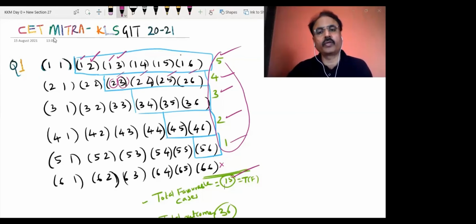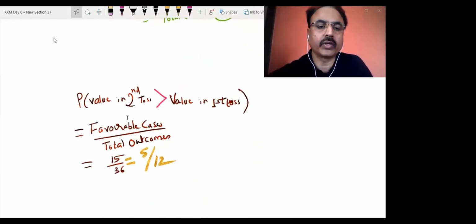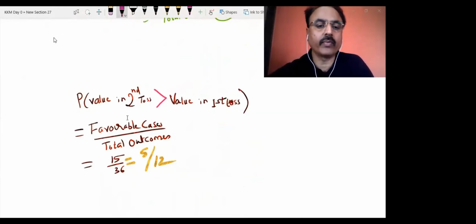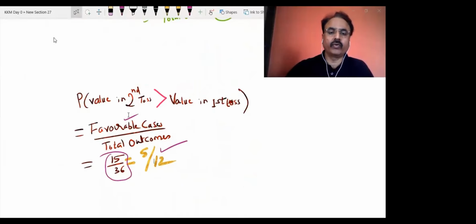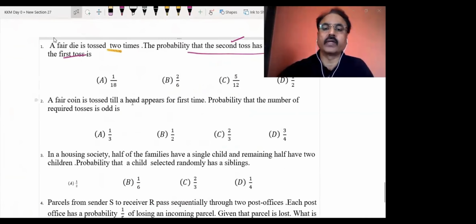Yes, whatever you thought in your mind is correct. So the probability that the value of the second toss is greater than the value of the first toss is favorable cases divided by total number of outcomes, which is 15 by 36, or if you simplify, 5 by 12. We should mark 5 by 12 as the answer.